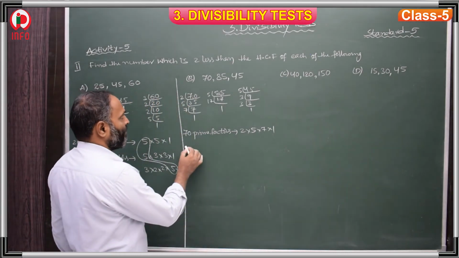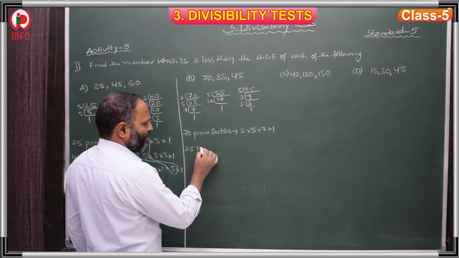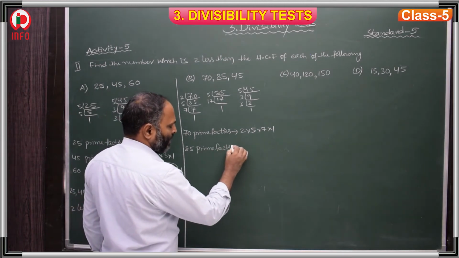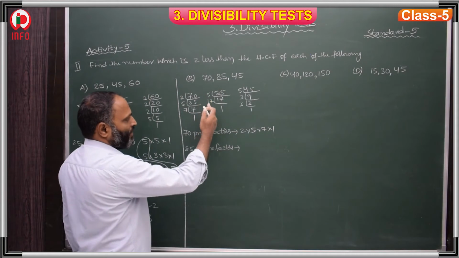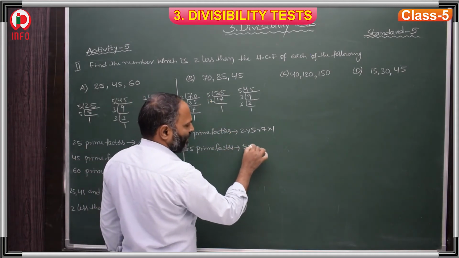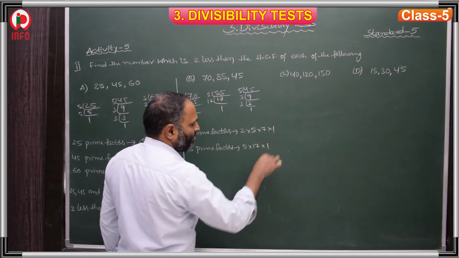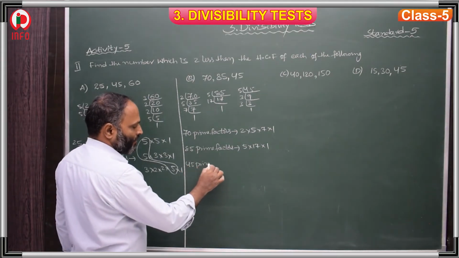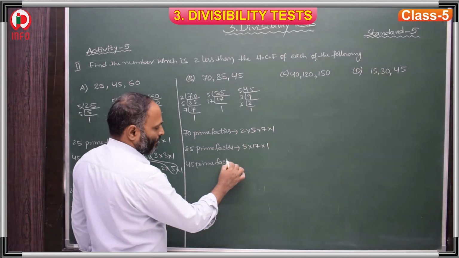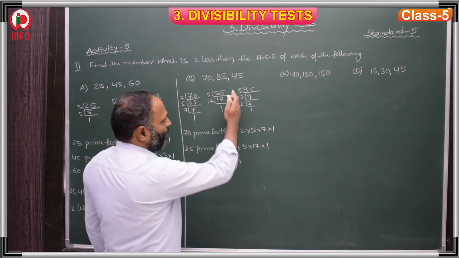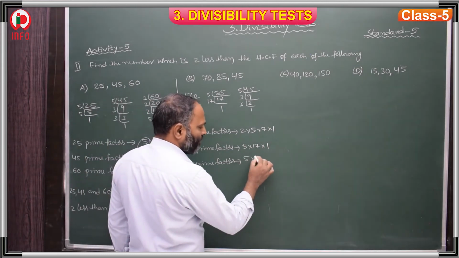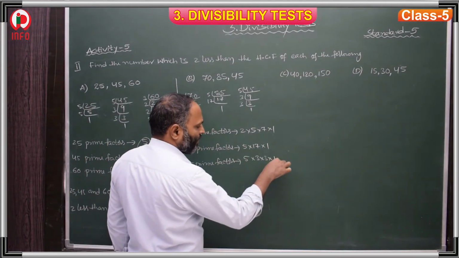Next 85 prime factors. 5 into 17 into 1. Next 45 prime factors. 5 into 3 into 3 into 1.